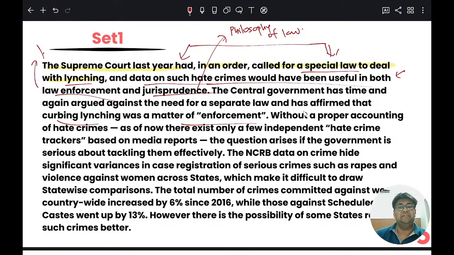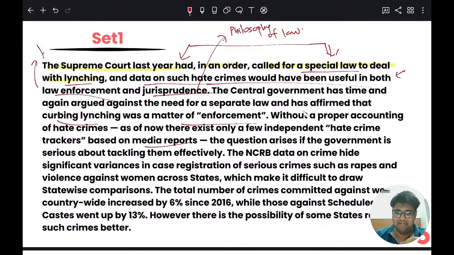What is the government saying? This is a matter of information, and we don't have a proper system. Without proper acknowledgement, there only exist a few independent hate crime trackers based on media reports. So how can I put it? We are using media reports or independent trackers to deal with these kinds of problems. We don't have a proper tracking unit for hate crimes.